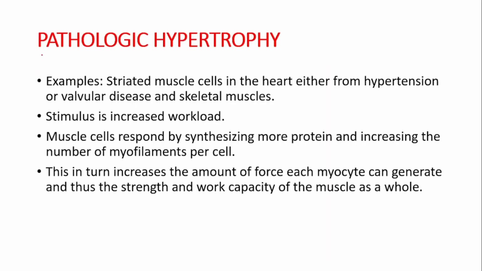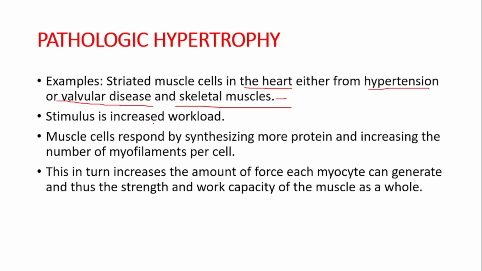Hypertrophy can be of two types: pathological hypertrophy and physiological hypertrophy. Examples of pathological hypertrophy are seen in striated muscles of the heart as well as skeletal muscles. Both these striated muscles of the heart and skeletal muscles have a limited capacity for cell division. So for any adaptation to occur, since the cell cannot divide, obviously the cell should undergo hypertrophy. An example is, in the heart, it can be because of hypertension or any valvular disease, but in skeletal muscles, hypertrophy is seen in bodybuilders. And the stimulus for hypertrophy in both heart muscles as well as skeletal muscles is increased workload.